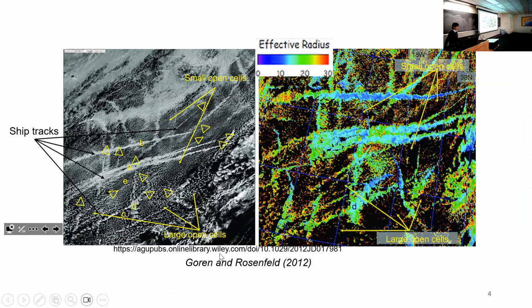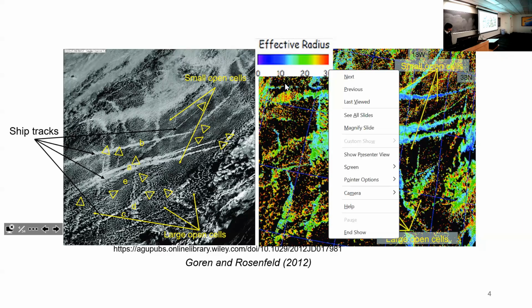The left side is a satellite image over the ocean. As you can see, there are several open cell structures of shallow cumulus over the ocean, but you can also see the white tracks, which correspond to ship tracks. The figure on the right-hand side shows the retrieved cloud effective radius. As you can see, the white tracks correspond to the blue colors, which indicate a small effective radius of the cloud.